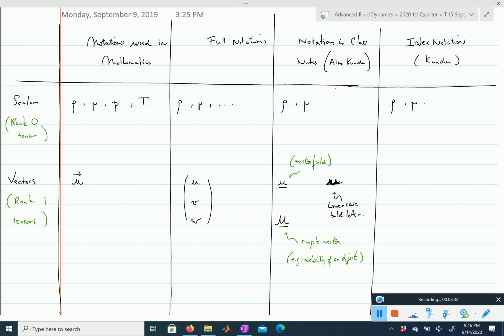Now, the index notation, you would write a vector simply as a letter with one index. And you're not going to write U1, U2, U3, but you write U_i, and it is implicit that the index i goes from 1 to 3.